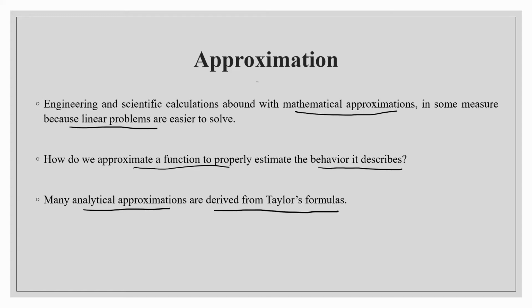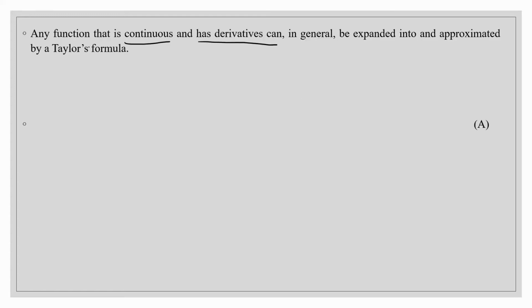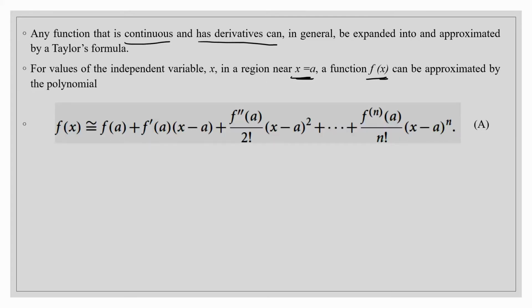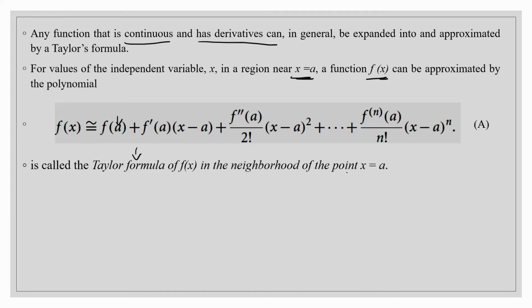So what is this Taylor formula? If any function is continuous and has derivatives, in general it can be expanded into and approximated by Taylor's formula. So if we want to approximate f in the neighborhood of a, we can use this Taylor's formula. It gives an approximation of a function near the point a. Now this one is called Taylor's formula in the neighborhood of point a.